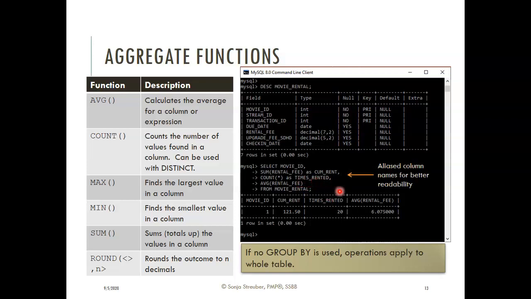Normally, the header of the row would appear as just the basic mathematical operation, which we're seeing here, average rental fee. But if we rename it with AS, and then the expression afterwards, it appears aliased, meaning the expression after the AS becomes the new table header. That's what we're seeing here with cum rent, and that's what we're seeing here with times rented.